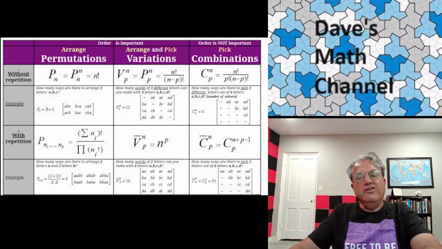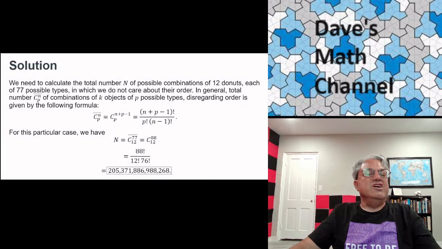So that's the formula. I wrote it out again on this slide, and we can still write it in terms of factorials. So you have a nice formula for it involving factorials. And now we just have to plug in the numbers that we're using for this problem. Remember, there were 77 varieties. That's our N, so N is 77. P is 12. We're picking 12 donuts. So P equals 12. So we have C bar (77,12). In terms of binomial coefficients, that's equal to C(88,12). And then we can use a factorial formula for that.